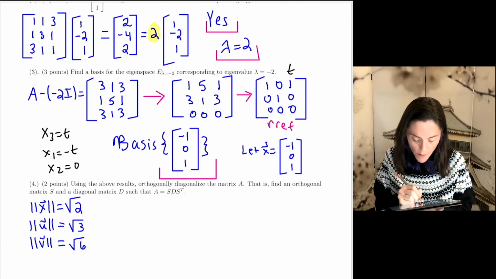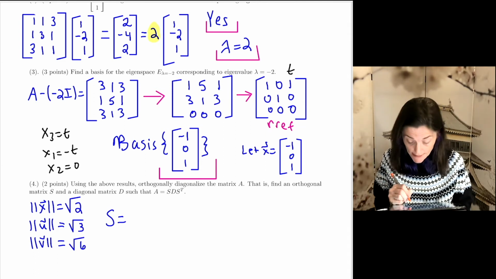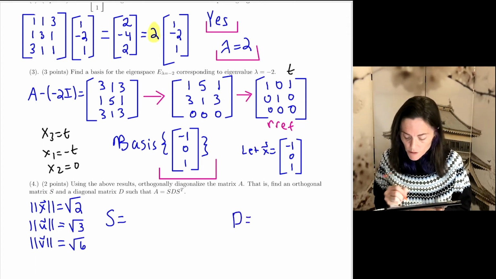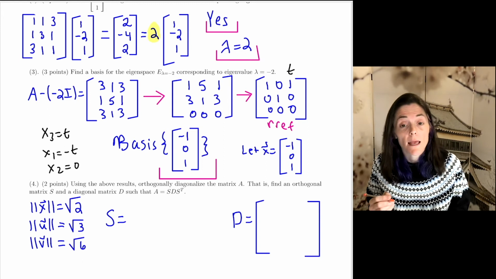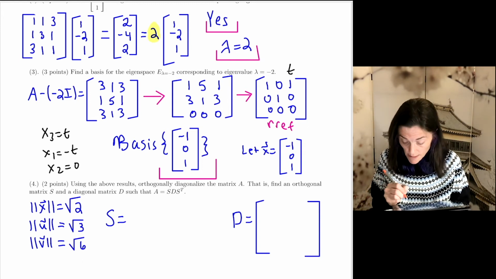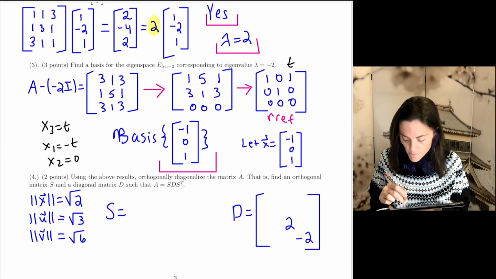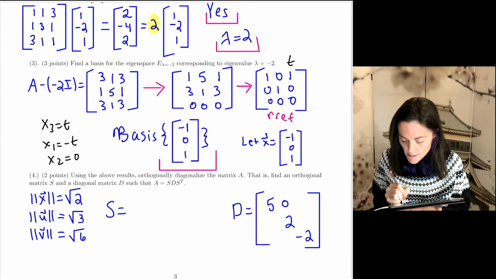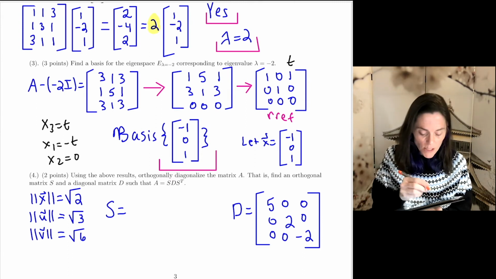So now let's write down our matrix S. Let's write down our diagonal matrix D. Maybe I'll do D first. D has eigenvalues along the diagonal. And one eigenvalue is negative 2. Maybe I'll put this here. Then we found 2. And then we found 5. Okay, so this is my diagonal matrix. It's my matrix that has eigenvalues along the diagonal. Then we have matrix S.